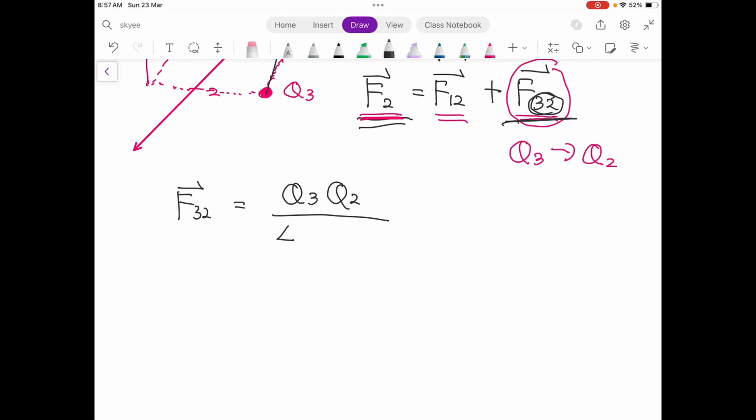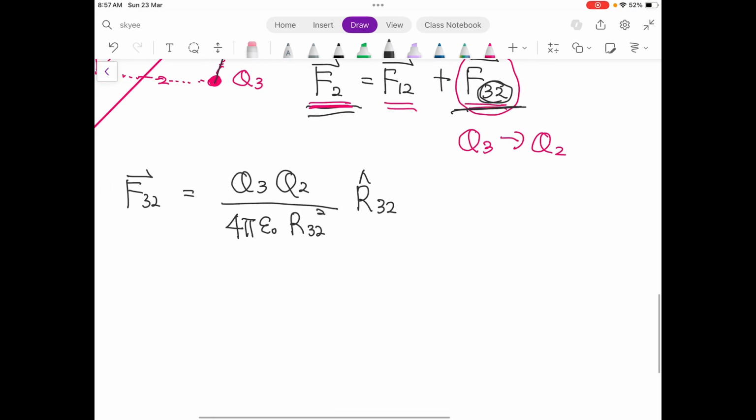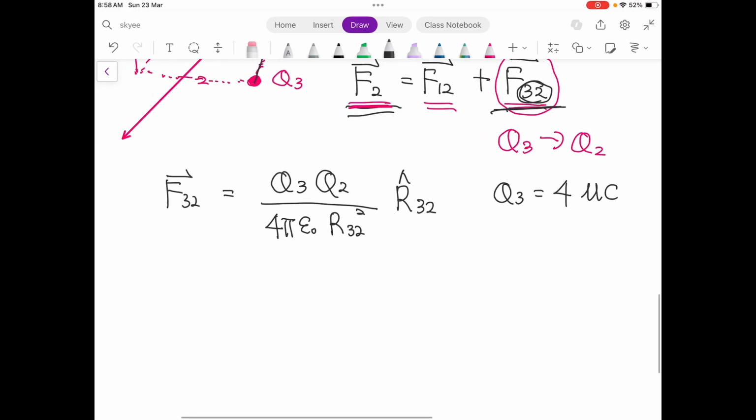So 4 pi epsilon naught, R32 square and unit vector R32. Let us assume now the Q3 is equal to 4 microcoulombs, a positive charge. We will apply this here later on, but first of all we need to find out this. So we repeat again, finding the R32.